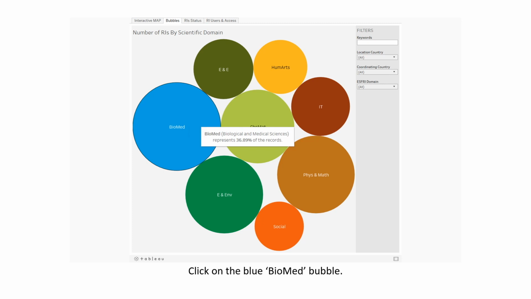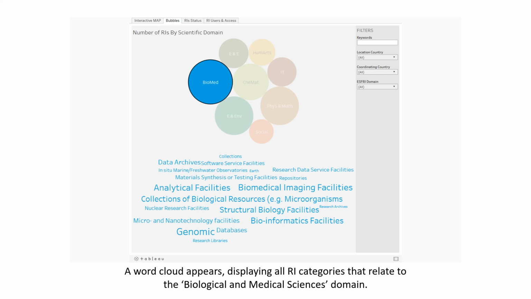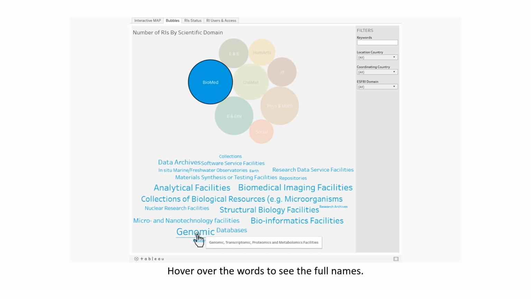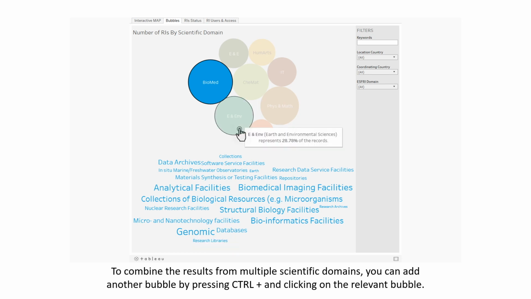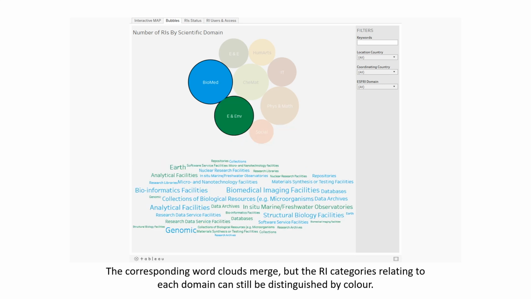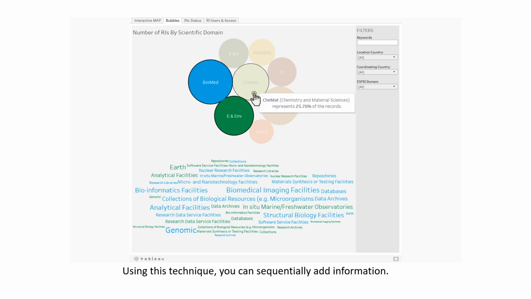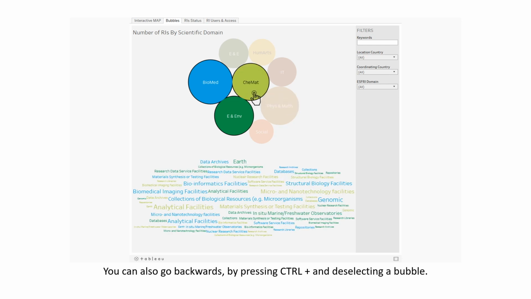Click on the blue Biomed bubble. A word cloud appears, displaying all RI categories that relate to the biological and medical sciences domain. Hover over the words to see the full names. To combine the results from multiple scientific domains, you can add another bubble by pressing Ctrl and clicking on the relevant bubble. The corresponding word clouds merge, but the RI categories relating to each domain can still be distinguished by colour. Using this technique, you can sequentially add information. You can also go backwards by pressing Ctrl and deselecting a bubble.